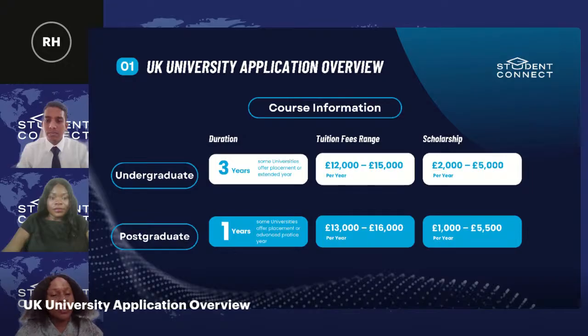Moving on to postgraduates, it is a 1-year course duration. Some universities offer placements or advanced practice so that you can have real world experience, more like an internship. It's your choice. You might choose to go for an internship year, and you might choose not to. It's not compulsory. The tuition fee for postgraduate students ranges from £13,000 to £16,000 per year, while the scholarship is in the range of £1,000 to £5,000 per year. Next slide, please.